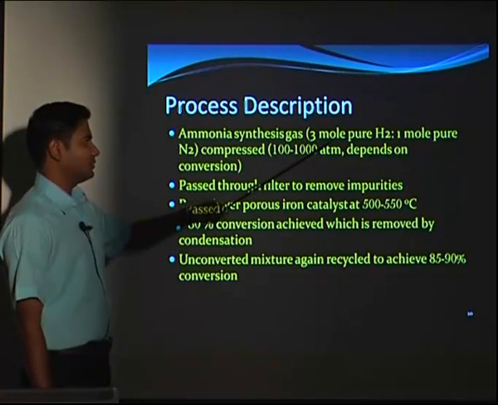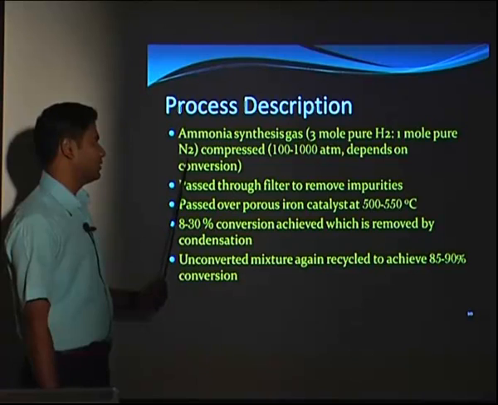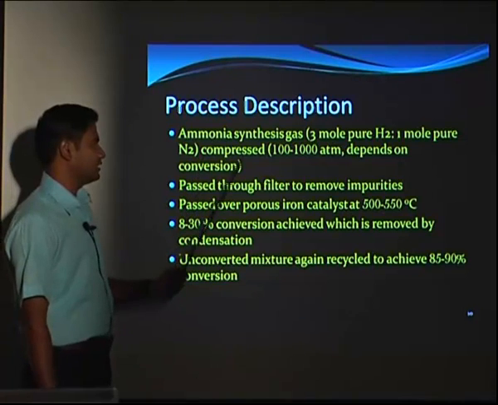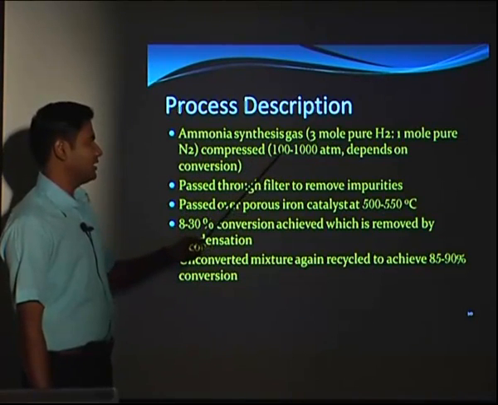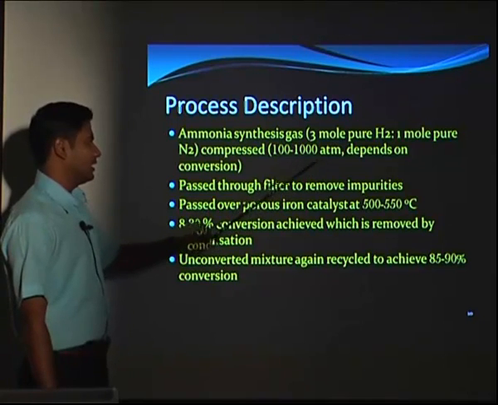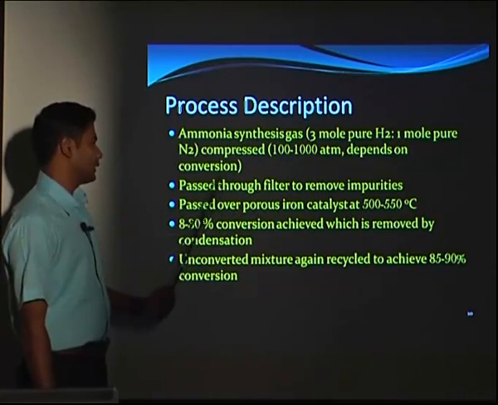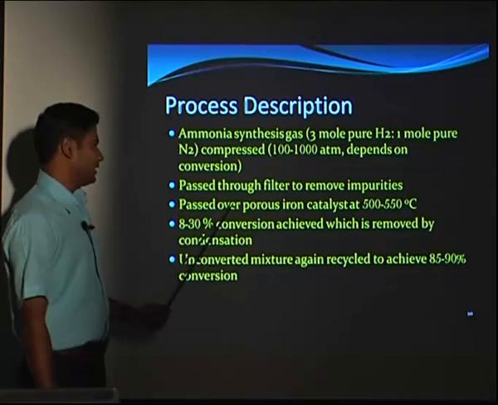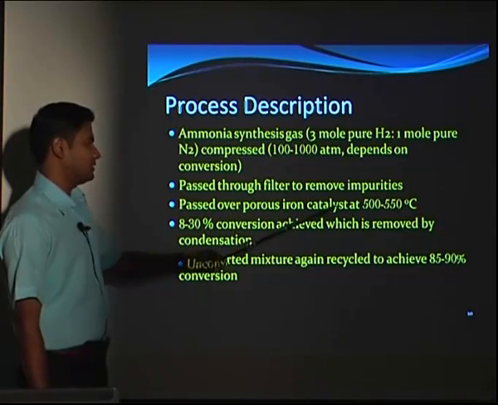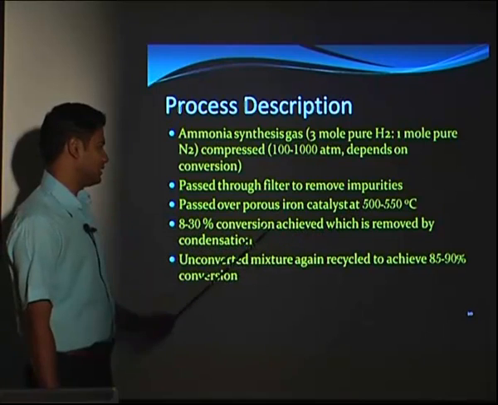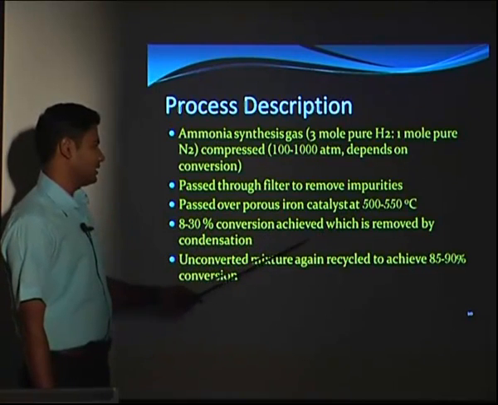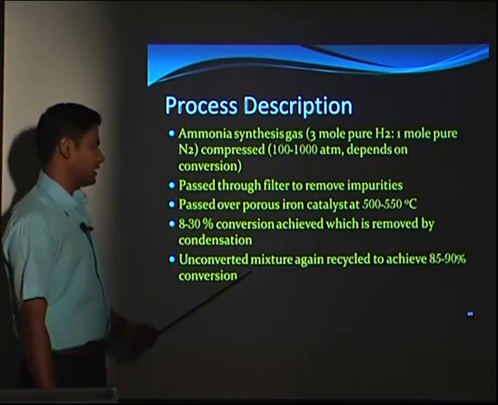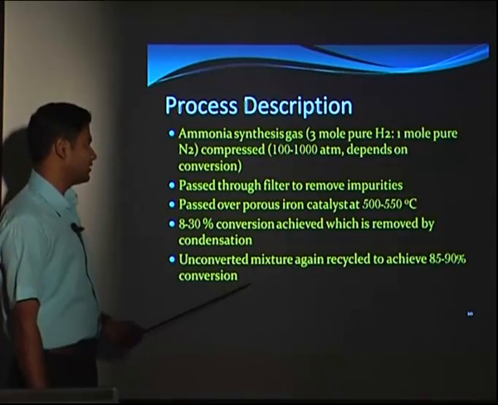So 3 moles of pure H2 to 1 mole of pure N2. As the stoichiometry suggests, we have to take 3 moles of H2 and 1 mole of nitrogen, which is compressed at very high pressure, around 100 to 1000 atmospheres, and it may vary depending upon the conversion. Then it is passed through a filter to remove any impurities, then passed over a porous iron catalyst at around 500 to 550 degrees Celsius, then 8 to 30% conversion is achieved, which is removed by condensation, and then the unconverted mixture is recycled to achieve 85 to 90% conversion.